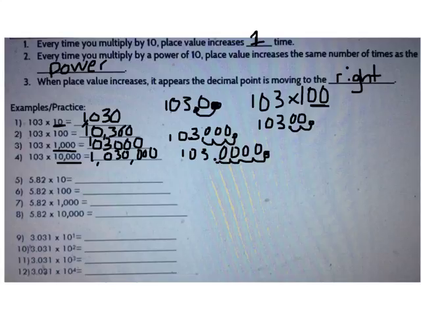Let's try some more. 58 and 2 hundredths times 10. How many times will place value increase? It'll increase one time. 10 is 10 to the first power. So I can move the decimal once to the right. The answer is 58 and 2 tenths.